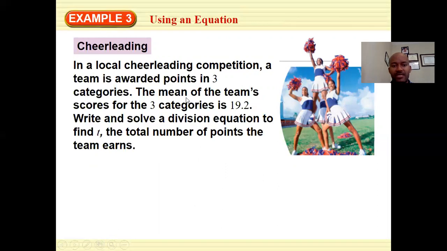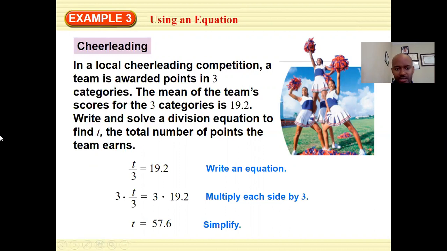So here the word mean suggests that you add up information and divide the total by the total numbers that you add. So that's what mean is. It's just another name for average. So if we construct our equation, you see that this represents the total. There were 3 different categories, so you're dividing by those 3 categories, and we find that the average or the mean was 19.2. So now that we have our equation, we're simply going to solve this using inverse operation.